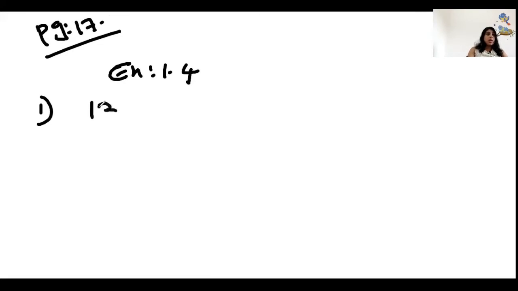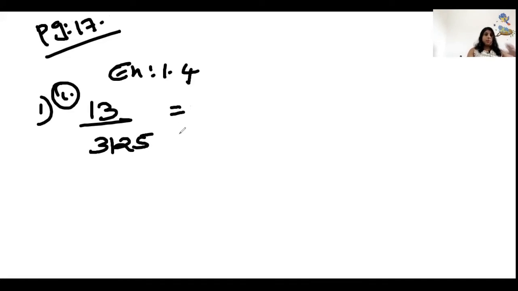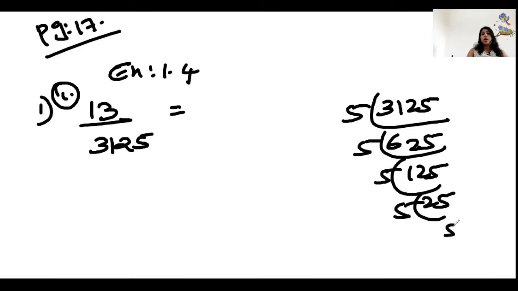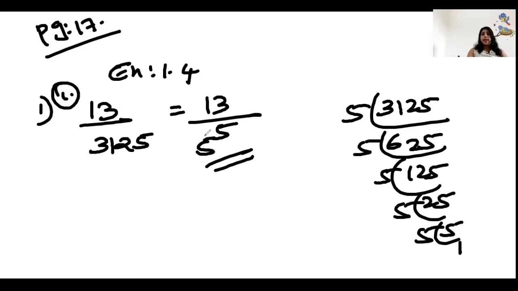First question is 13 by 3125. So what I can do? We can do the factorization of 3125. So it will be 5, 625, 125, 25, 5, 1. So 13 divided by 5 raised to 5. Now see that my denominator contains a factor of 5. So I can say that it is a terminating decimal.